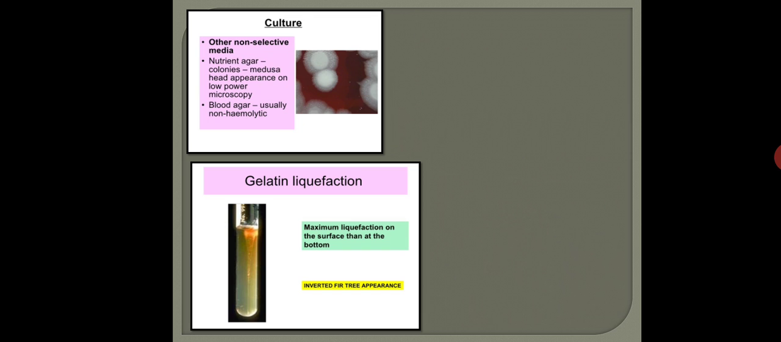Next technique is gelatin liquefaction. This also we have discussed in our biochemical characteristics. What happens here? Liquefaction happens, maximum liquefaction from top to the bottom. Okay, you can see at the top layer how the liquefaction is done. And its appearance is like an inverted fir tree appearance. Okay, the leaves of the fir tree are very thin, so the results have been resembled to this fir tree. Okay, so the name given is inverted fir tree. So this is about the lab diagnosis.